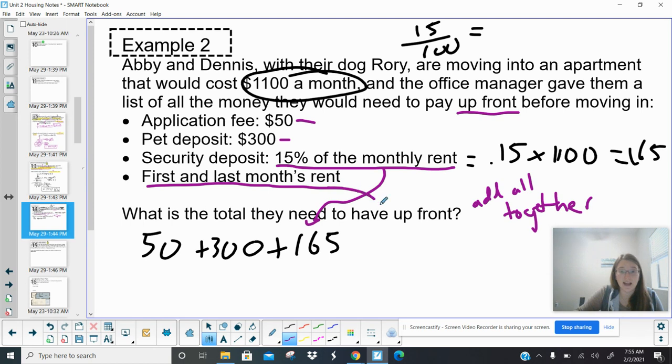And then we need first and last month's rent. Now again, guys, what this basically amounts to is 2 months of rent. First and last, that's 2 months of rent. So let me finish typing this here.